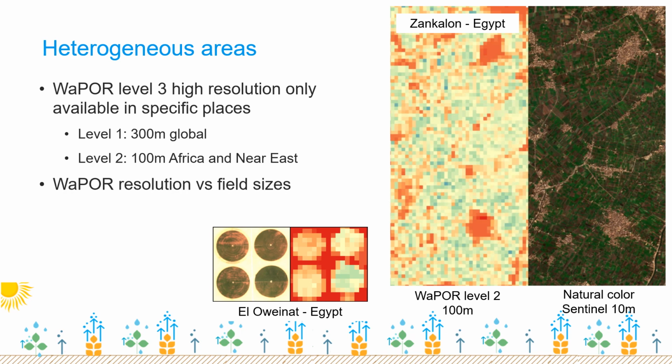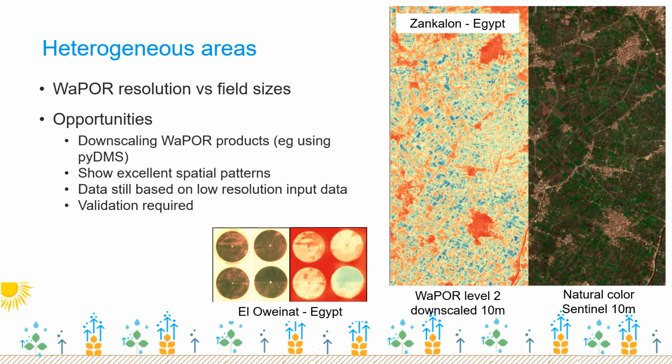The WaPOR level 3 high resolution will only be available in specific locations, with 300 meter WaPOR product available globally and 100 meter WaPOR product available also for Africa and the Near East. As this example for two locations in Egypt shows, this resolution will affect the analysis and the interpretation of the result, as the field sizes and the resolution sizes are not matching up.